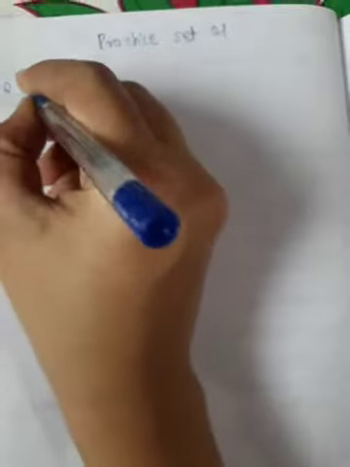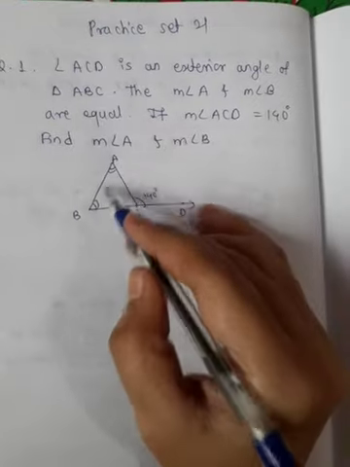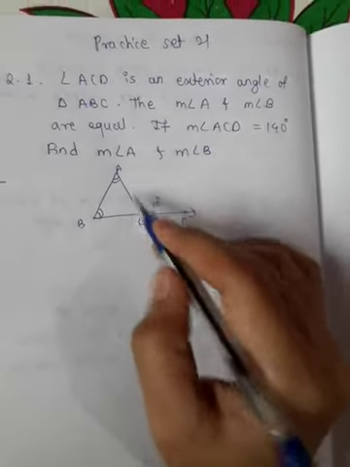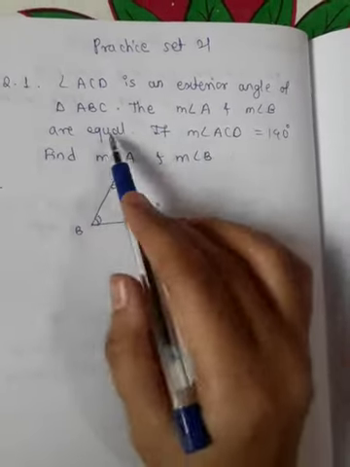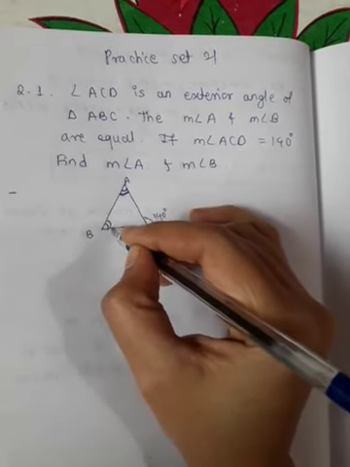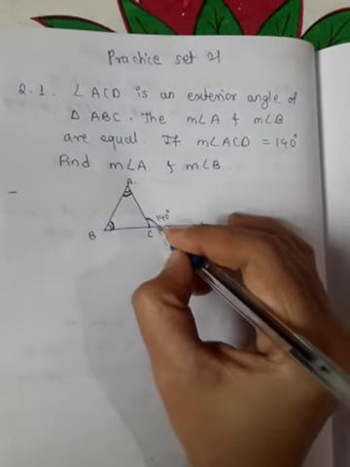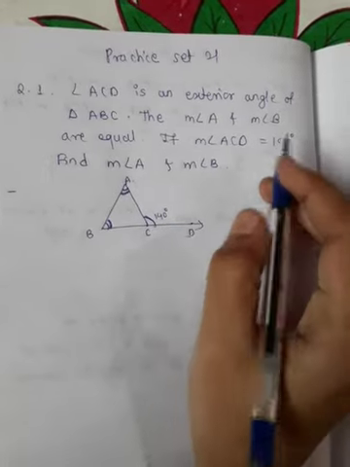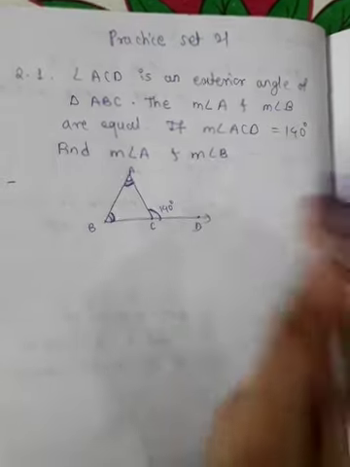21. In practice set number 21, question number 1 is, angle ACD is an exterior angle of triangle ABC. They have given the figure also. Measure of angle A and measure of angle B are equal, means they are congruent. If measure of angle ACD is 140, means they have given the measure of the exterior angle, and we have to find the measure of angle A and measure of angle B.